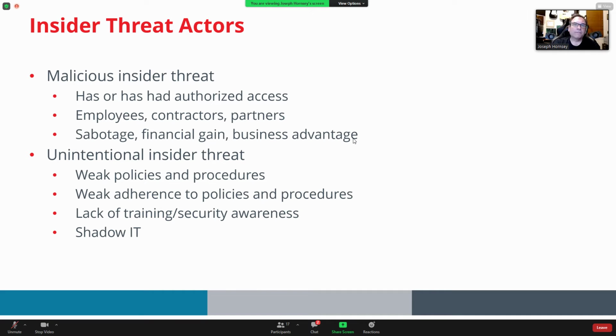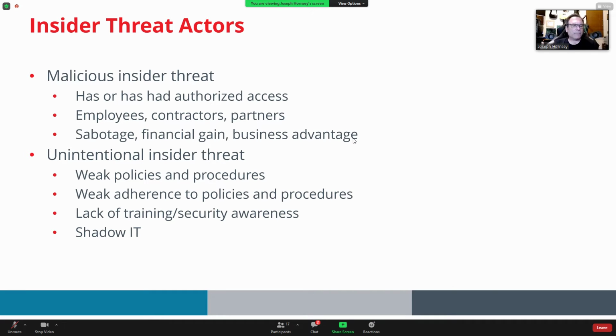This can be averted if you have strong policies and procedures. You have to make sure that your policies are good, and you have to make sure that they are adhered to. Your policies and procedures have to have some teeth to them, so that if they're violated, there's some sort of recourse.